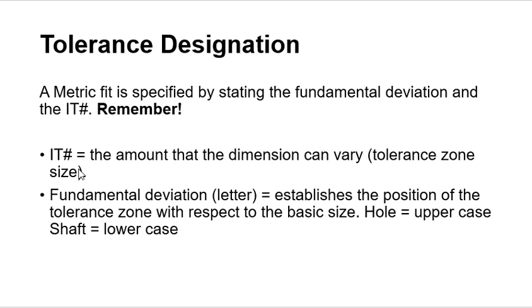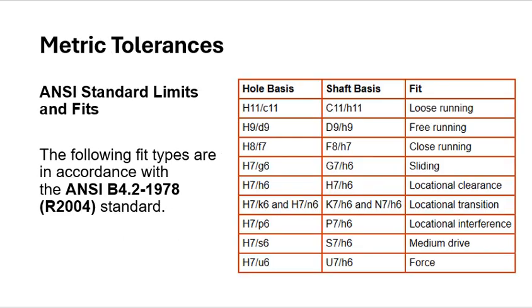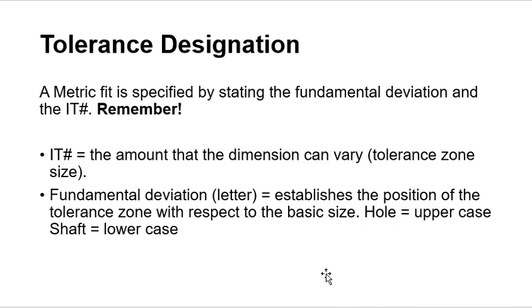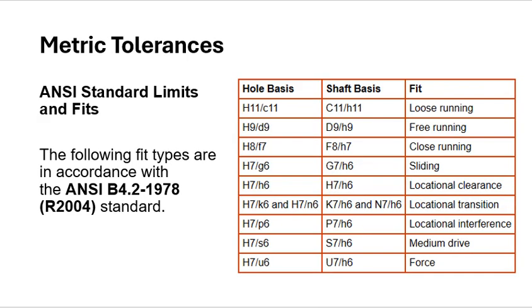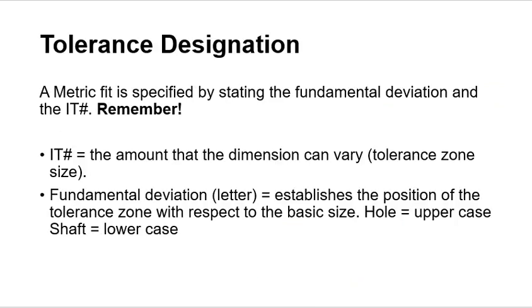Don't forget that. So IT, again, is the amount that the dimension can vary, and we call that the magnitude. Your tolerance zone size. Fundamental deviation is a letter, the one that we use in the chart here, amount and the letters. Establish the position of your tolerance zone with respect to the basic size. So your hole is going to be the uppercase, and then your shaft is going to be in lowercase, okay? So hole and then the shaft, they have letters and also they have value magnitude right there.